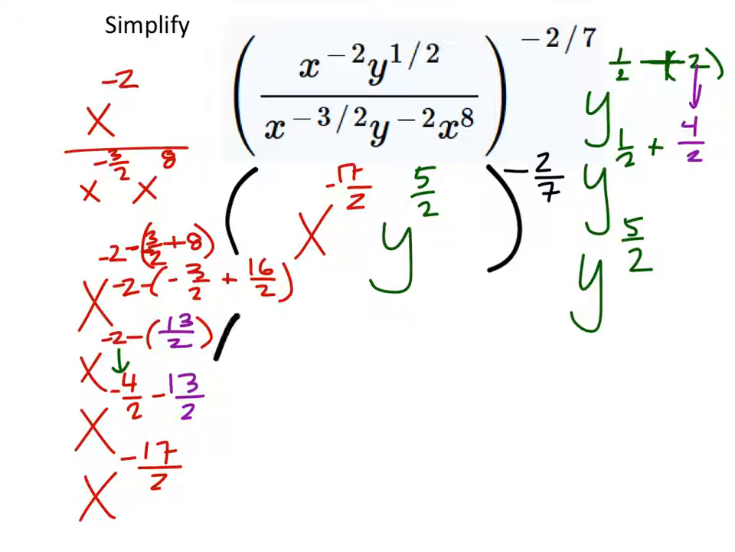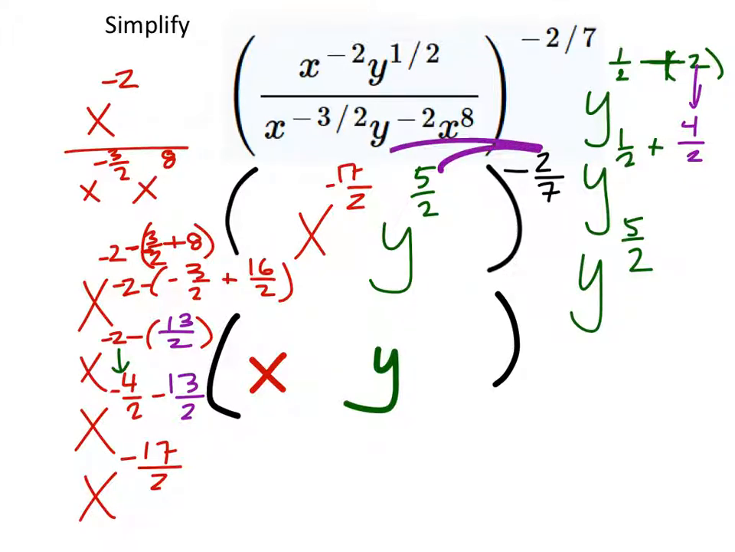Not that everyone needs it. But on this one, we got the bases of x and y, and I'm going to distribute this negative 2/7 into the parentheses, okay? So by showing that extra step, right, it was starting as x to the power of negative 17 halves.